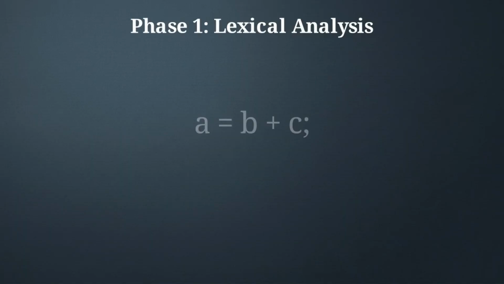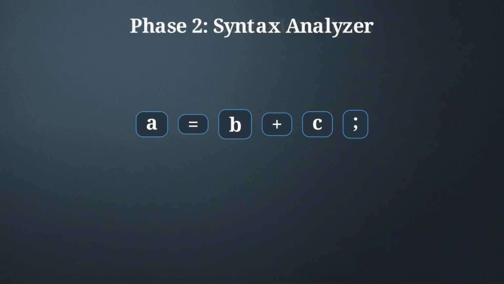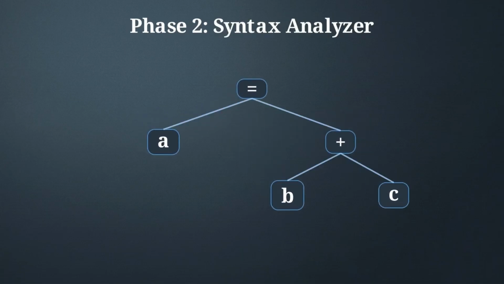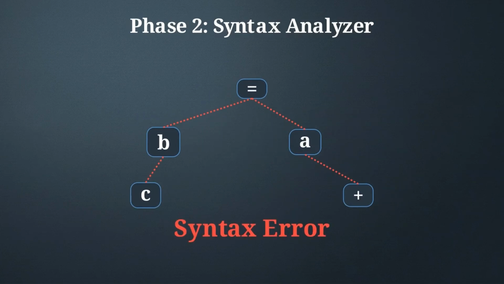Phase 1 is lexical analysis. It identifies individual tokens, separating the code into its basic vocabulary. Those tokens then move to the syntax analyzer, which ensures they follow structural rules to form a valid hierarchy called a parse tree. If symbols are out of order, the parser rejects the sequence and reports a syntax error.